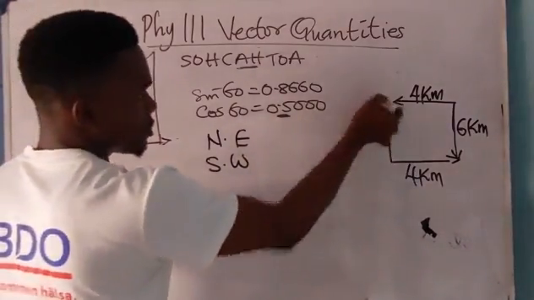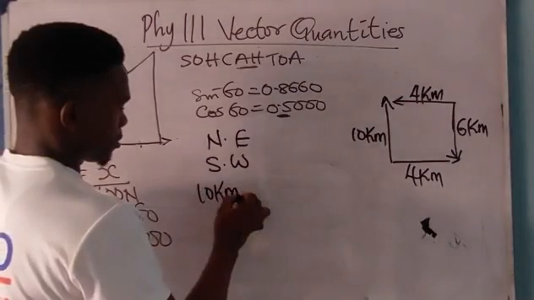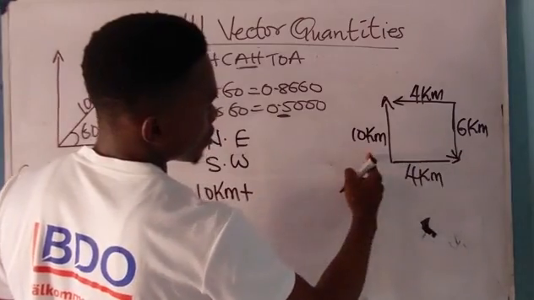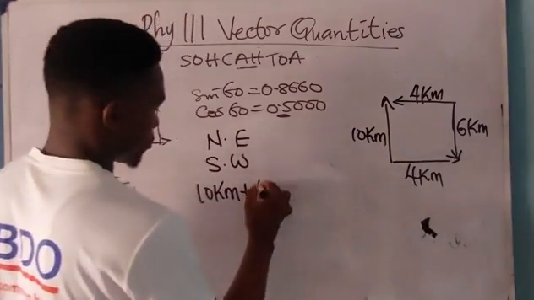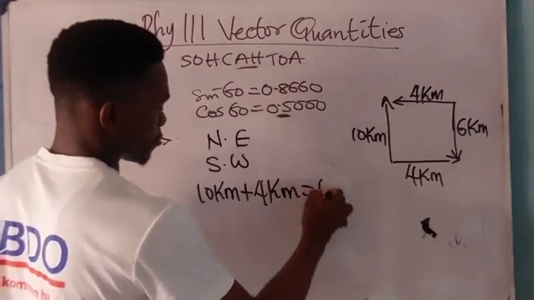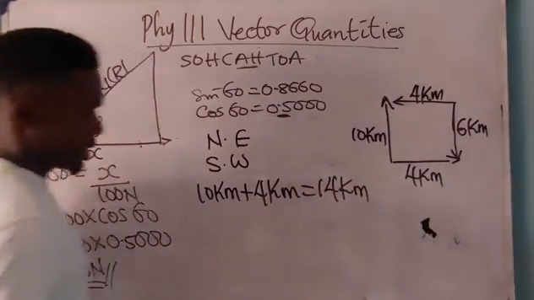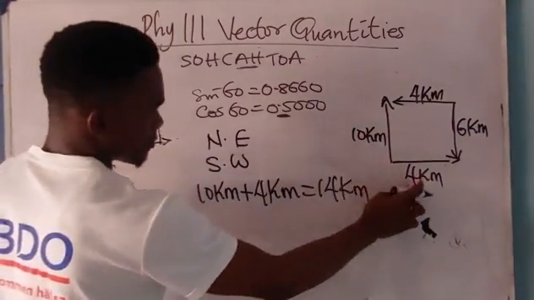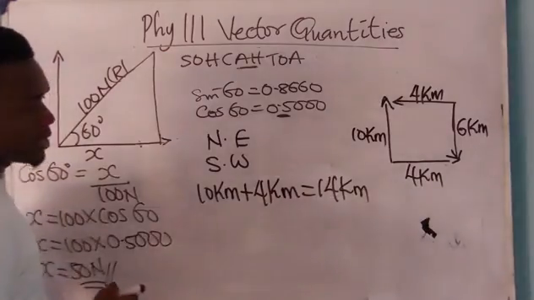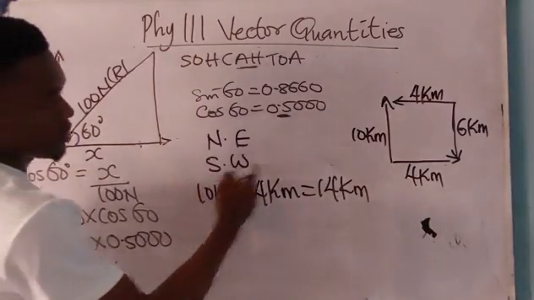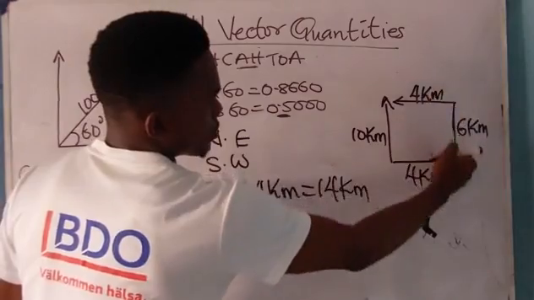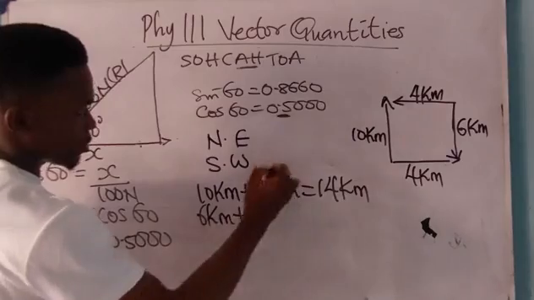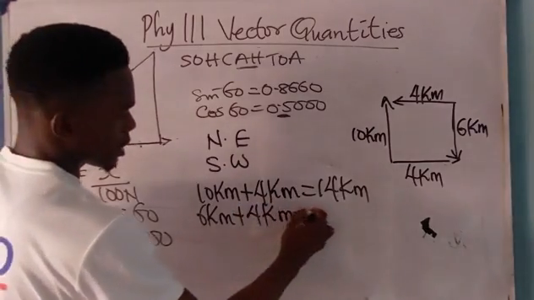Northeast, that is northeastern. East is 4, and that will give us 14 kilometers altogether. Northeast, that is 10 plus 4, you have 14. Then it said southwest, which means 6 kilometers plus 4 kilometers, and that will give us 10 kilometers.